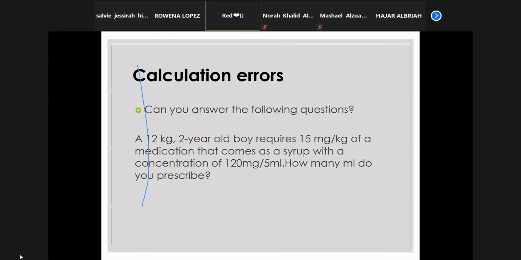7.5, ma'am. Wait, 7.5, sir? So 12 times... Yeah, it's 7.5. No, it's not 12 times 15. 7.5, sorry, 7.5. Because here 15 is the desired dose. Then you have it, then 120, then the body weight is 12. Multiplied by 5 ml, it's 7.5.